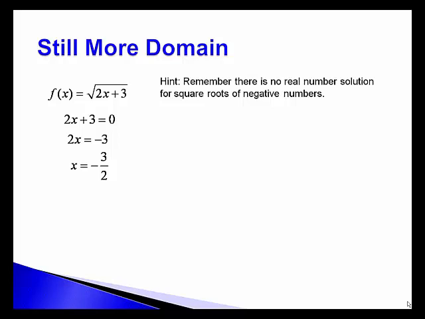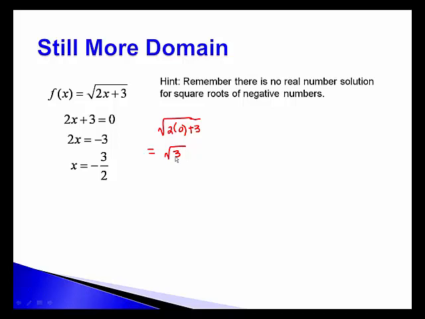Let's look then at numbers that are larger than negative 3 over 2 and smaller than negative 3 over 2. First of all, a number that is larger than negative 3 over 2 would be 0. Would you agree on a number line that it's to the right of negative 3 over 2? That would be a very easy one to plug in, so let's do that. If we took the square root of 2 times 0 plus 3, what we would get would be the square root of 3. Well, that's a positive number, so life is good.